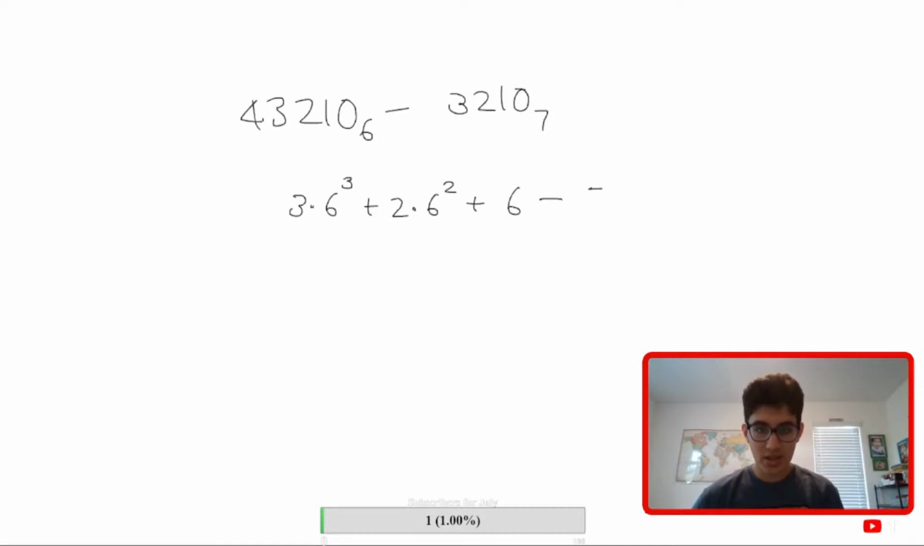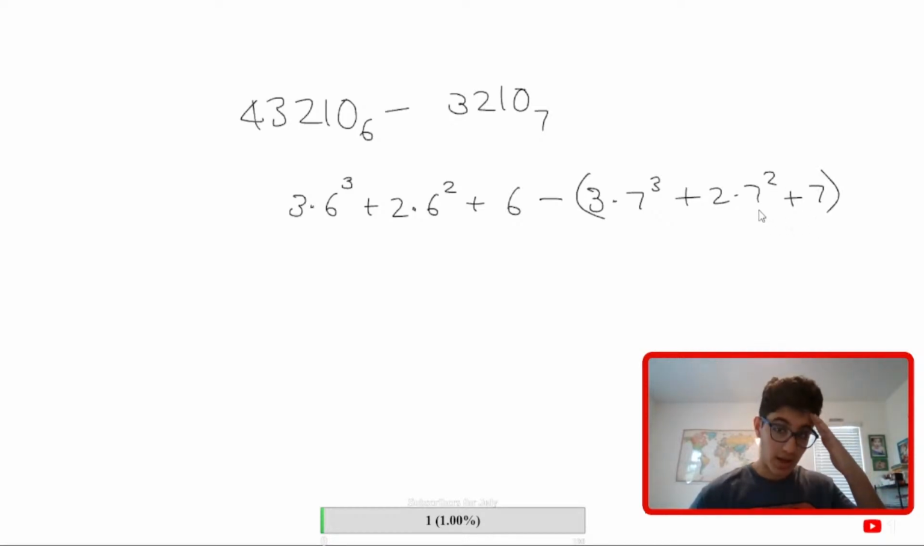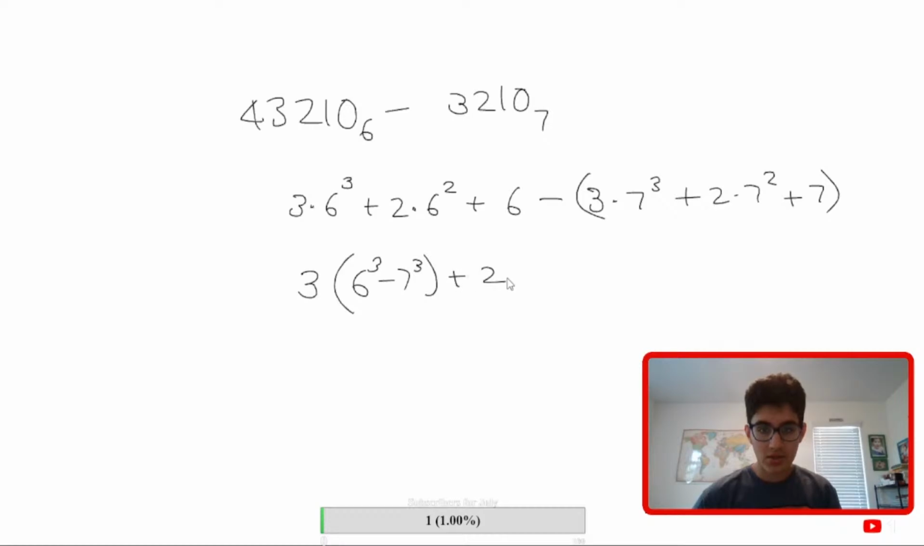Over here we have minus 3 times 7 cubed plus 2 times 7 squared plus 1 times 7, again just 7. I think the idea is that they want us to cancel out stuff now, right? So we basically got 3 times 6 cubed minus 7 cubed plus 2 times 6 squared minus 7 squared plus 1 times 6 minus 7. So that's just going to be minus 1. Okay, we can flip the signs.